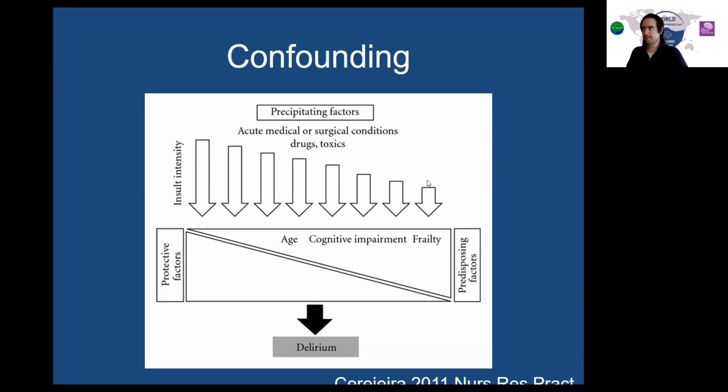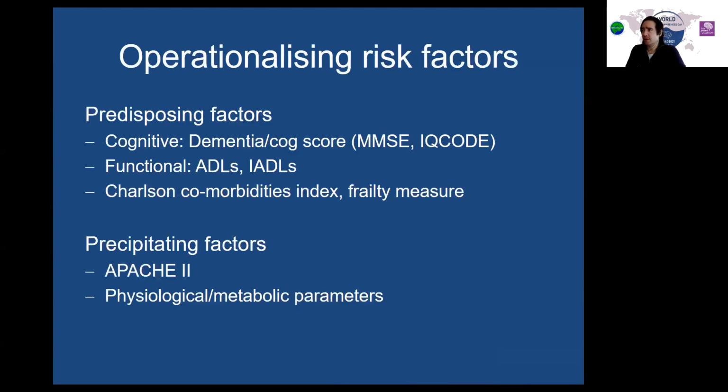the precipitating factors. And that is also not completely unproblematic, because when you're trying to operationalize the risk factors for delirium, well, predisposing factors, you need to think about cognitive factors, you need to think about functional predisposing factors and their comorbidities. We were able to do this very precisely in Delphic because we actually measured these things prospectively before they even got sick. But that's how we solve this problem.